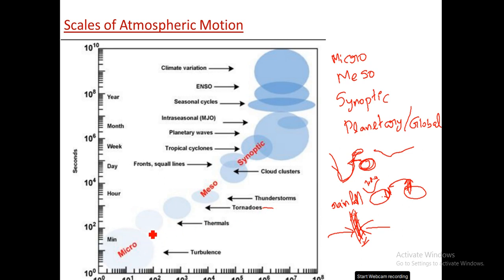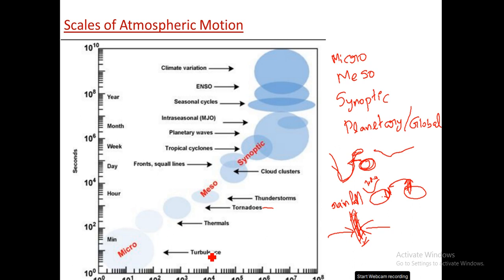Now we have microscale phenomena. Turbulence and all comes under microscale phenomena. Small turbulence from the surface and all these things come under microscale. We have four different scales: planetary or global scale, synoptic scale, mesoscale, and microscale.